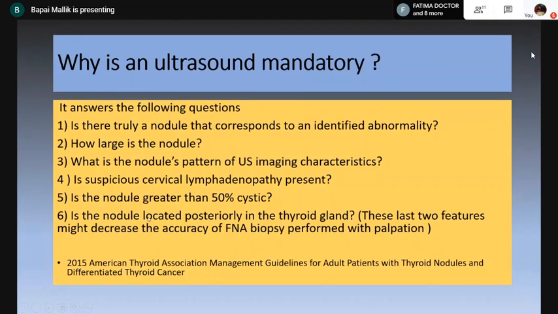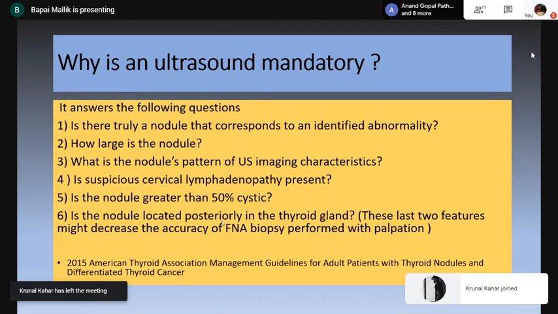Now, the last two features, whether the nodule is 50% cystic or not, or whether it's located in the posterior part of the thyroid gland or not, are very important. Why are they important? Because under these circumstances, it has been seen that the accuracy of FNA starts going down. And these, once again, are according to the recommendations of the 2015 American Thyroid Association Management Guidelines, which are followed by most of the clinicians across the world.